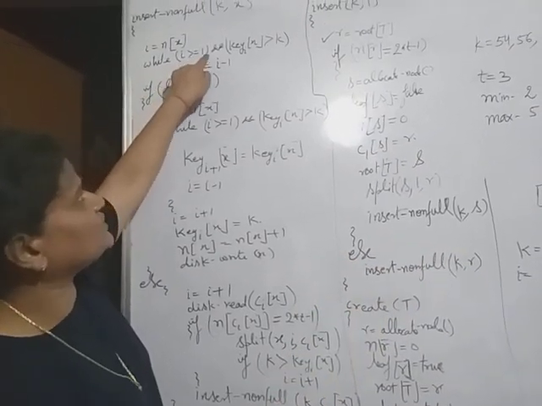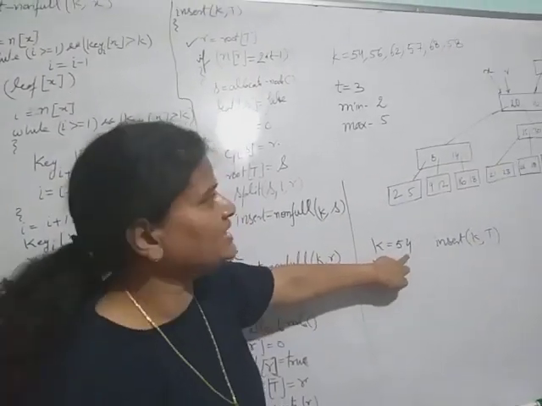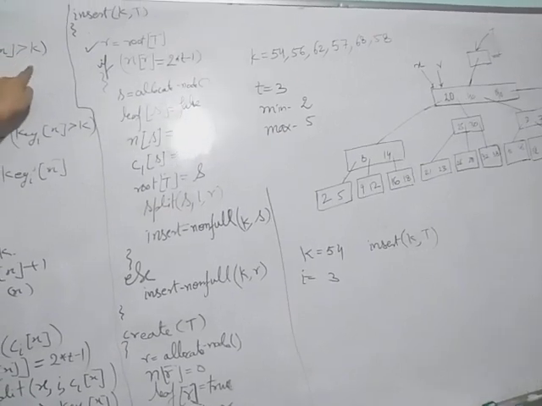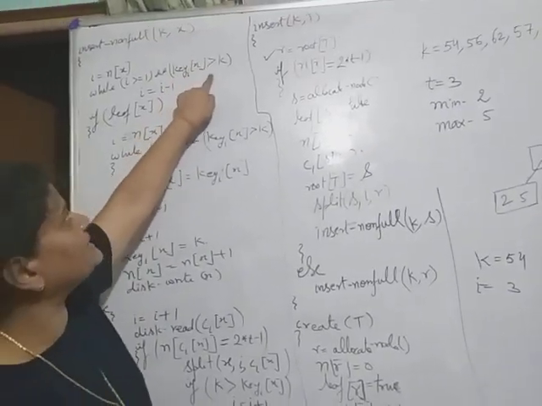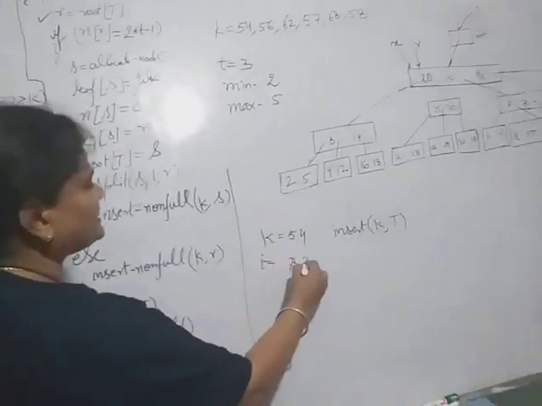I is greater than or equal to 1 and k is less than x. So however, the key to be inserted is 54. It will start from 90. So 90 is compared with 54. 90 is greater than 54, so I is decremented by 1. So the I is 2.